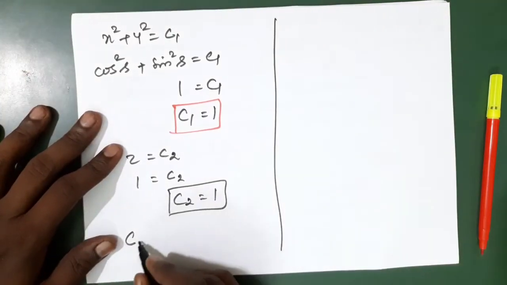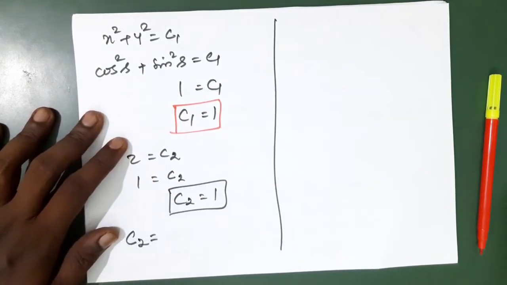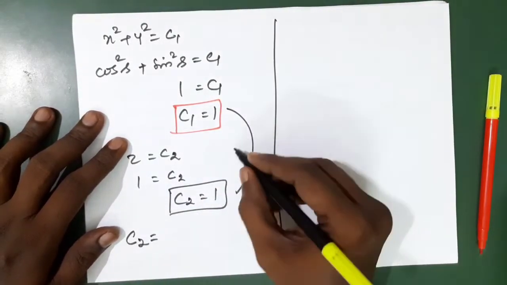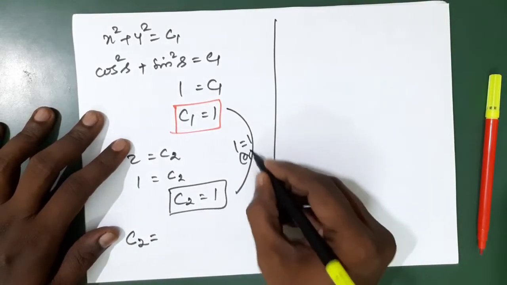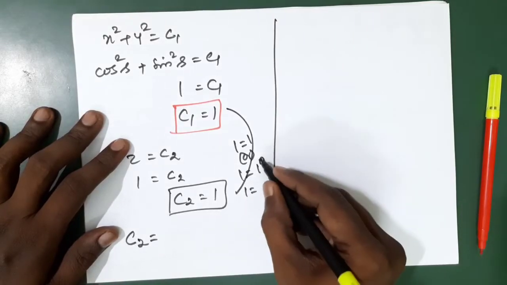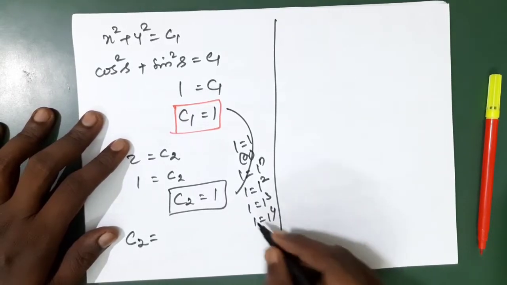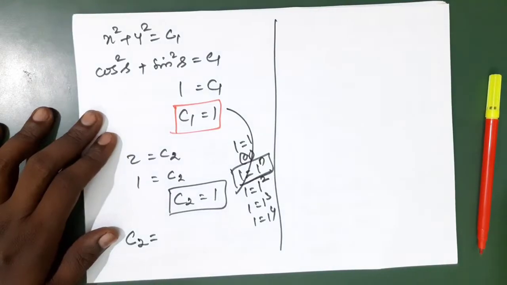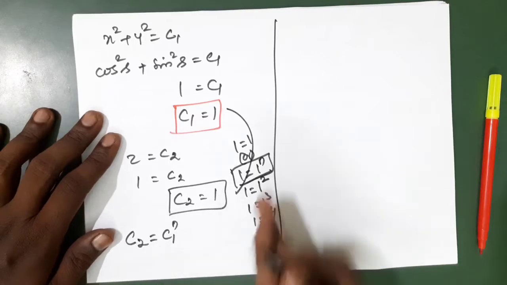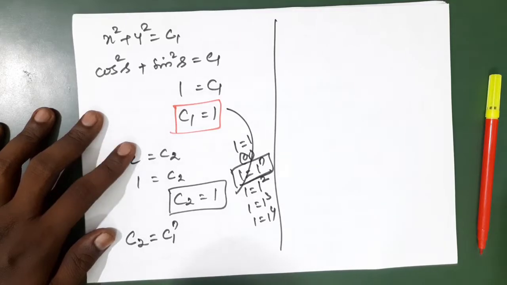So C2 is equal to C1, or you can write it as 1 is equal to 1, or 1 is equal to 1 power n, or 1 is equal to 1 square, 1 is equal to 1 cube, 1 is equal to 1 power 4. In general, this is 1 is equal to 1 power n. So we can write it as C1 power n. For any value, it satisfies. So this is not a single relation. So we have a lot of values.